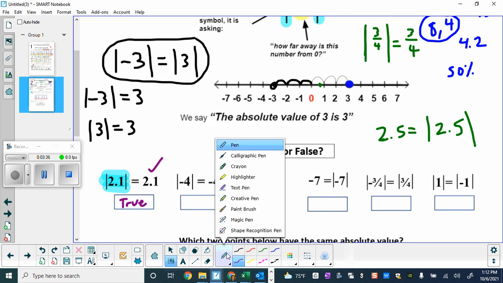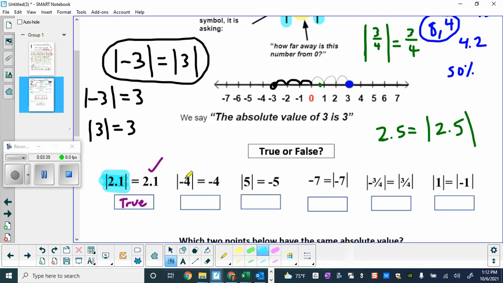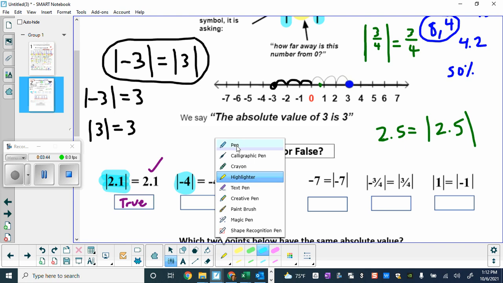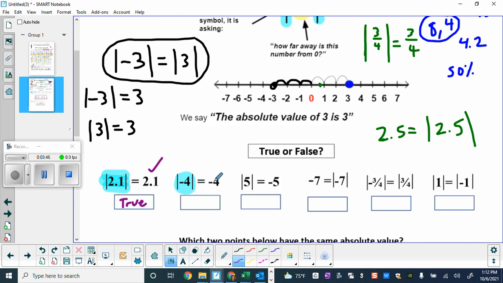All right, now let's highlight here and see how far away is negative 4 from 0. And that should be 4 spaces. That should equal just a straight up 4. So this one is false. So since the distance is always positive, it doesn't matter if it's to the right or to the left. Distance is just a positive thing. So here, again, because this says negative, it should say positive, which is why this is false. Distance should always be a positive thing. So the answer that it equals should always be a positive number. So this one's not true.